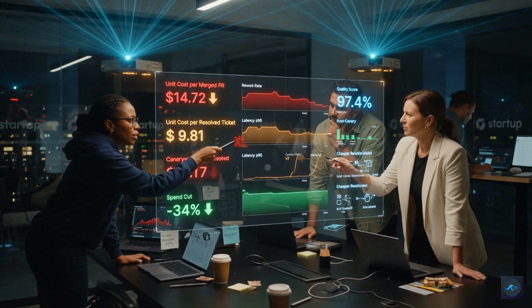Show the board to engineers and finance. Engineers care about latency and rework. Finance cares about unit cost per merged PR and per resolved ticket. Product cares that quality did not drop when you cut spend. When you canary a cheaper chat model for rewrites, the board is the scorekeeper. When you add a soft judge, the board shows whether rework savings beat the extra tokens. When sandbox false blocks rise, latency and pass rate move together.